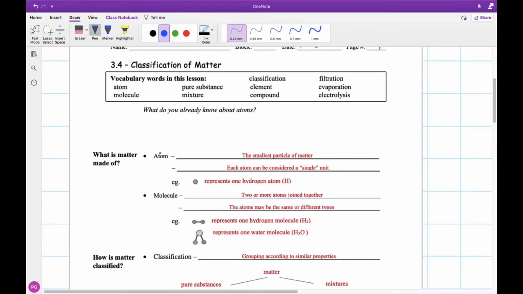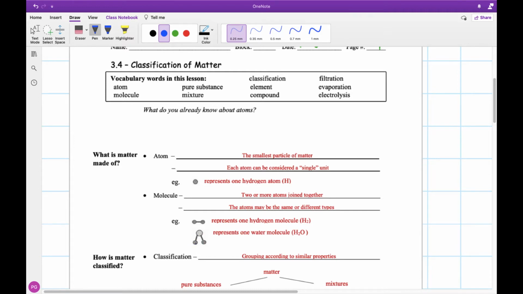So starting off, what is an atom made of? What is matter made of? It's made of atoms. It's the smallest particle, and each atom can be considered like a single unit. So for example, this can represent a hydrogen atom. A molecule is where we have 2 or more atoms joined together. And these atoms can have different types or the same types. For instance, we can have 2 hydrogens attached together. This is one hydrogen molecule, H2.